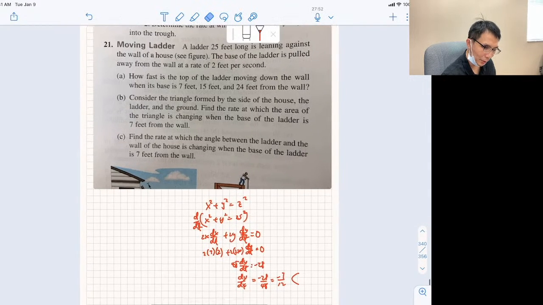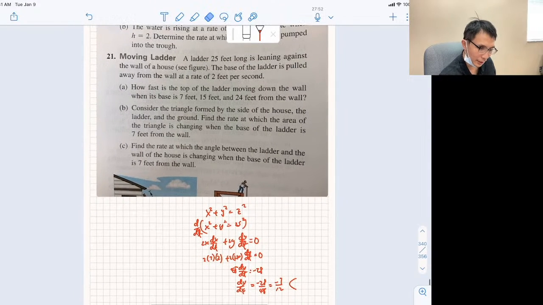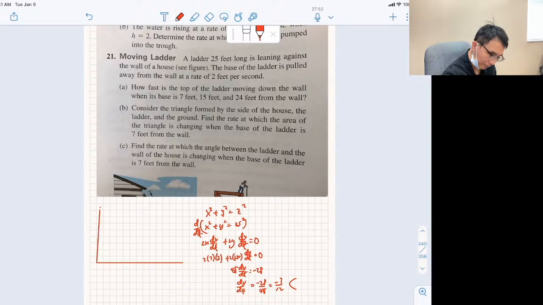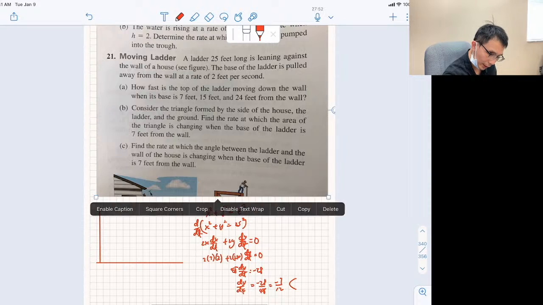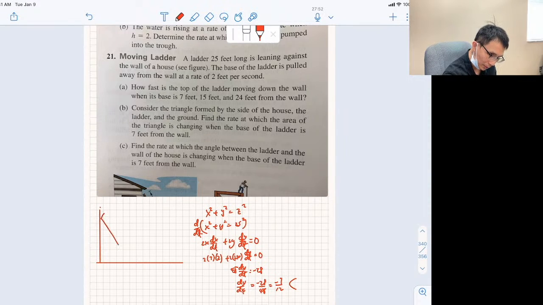Okay, so we got this question yesterday. We say a ladder is leaning against the wall. So the ladder is leaning against the wall here, and this is the wall. And this is roughly 20 foot. That's 25, sorry. That's 25, that's 7, and that's dx dt is equal to 2.